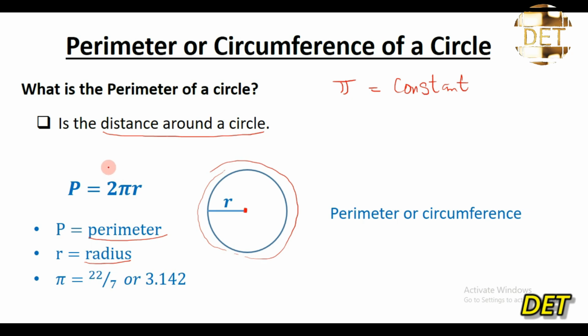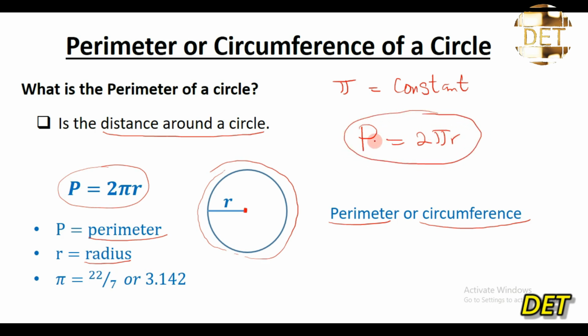So this is the formula for the perimeter of a circle. Like I said, the perimeter of a circle is also called the circumference of the circle, and the formula is P, perimeter or circumference, is equal to 2 pi r. You must not forget this formula. P is equal to 2 pi r. You can sing with it.